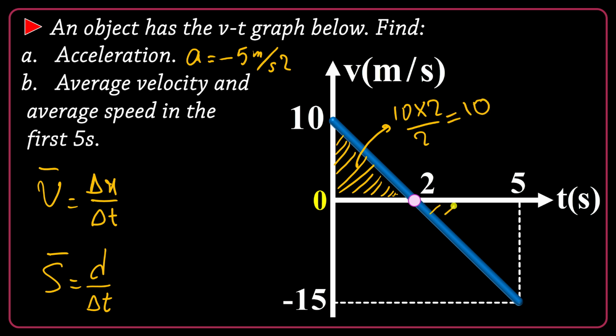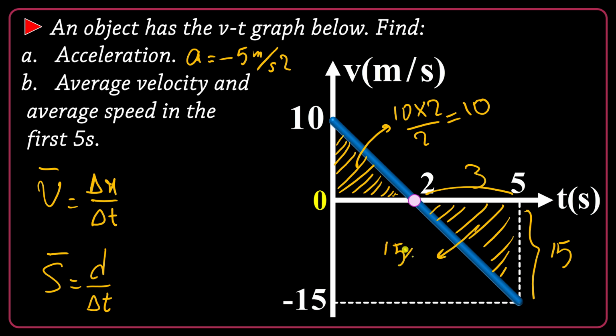The area under the graph here is 15 times 3 over 2. Pay attention, the vertical is 15 and the horizontal is 3, so 15 times 3 over 2. Let's say it is 45 over 2, that's 22.5. Okay, now let's find the delta x. Delta x is the displacement.